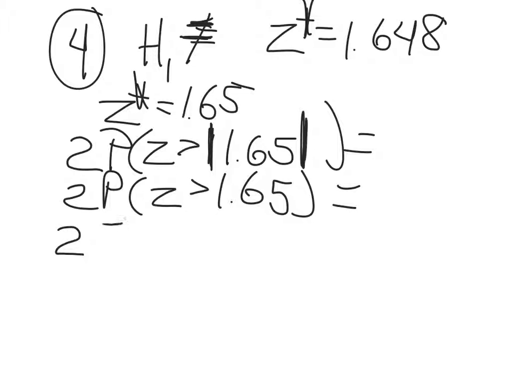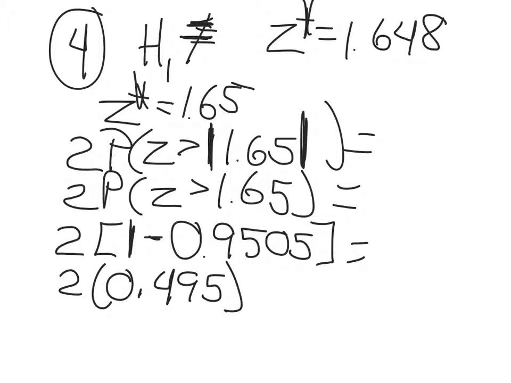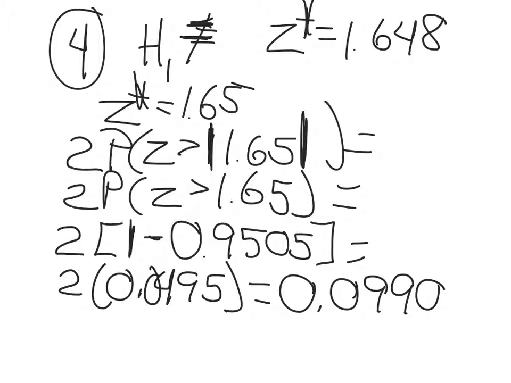Okay, so that's going to be 2 times 1 minus. So I look up 1.65 in my table, and I look for the probability that's associated with that, and I see that it is 0.9505. So I put that in there. And I do my subtraction, and I get 0.0495, my fault. And when I multiply everything together, I get 0.0990, which is one of your answers.